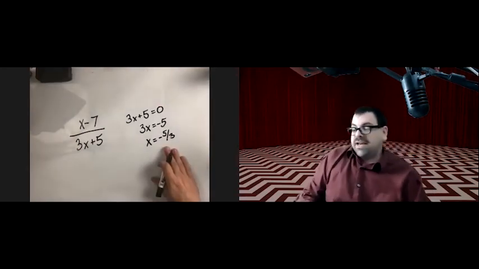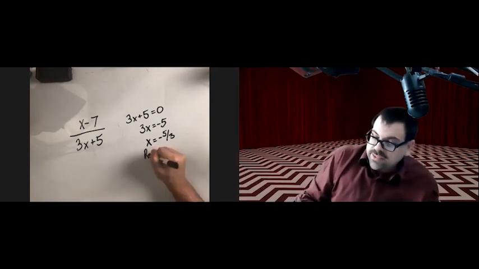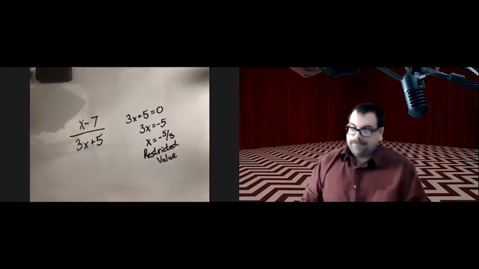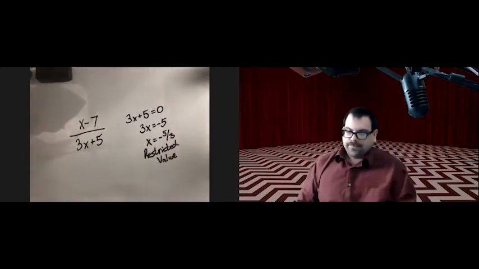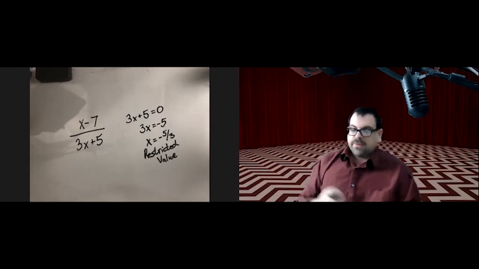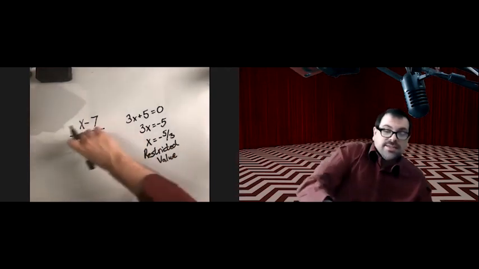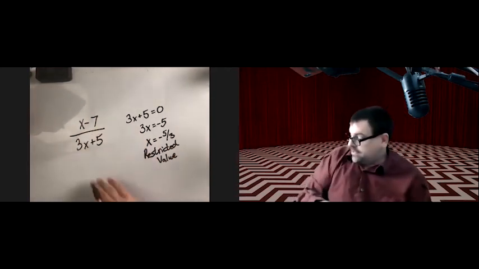So x equals negative 5/3 is the restricted value. Plugging in negative 5/3 for x causes us to have 0 on the denominator.